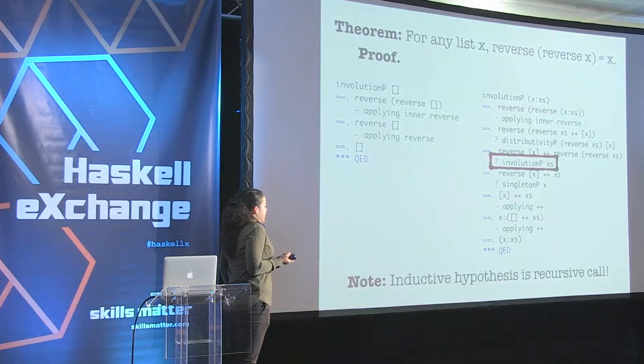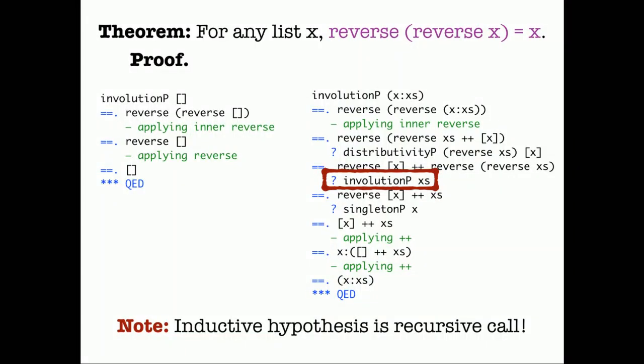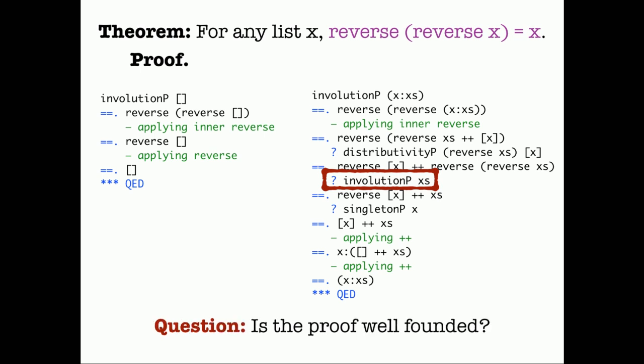And so what is interesting here is that my inductive hypothesis is basically a recursive call. So this step holds because I'm calling the theorem that I'm trying to prove on a smaller list. So basically, it's my inductive hypothesis. And I am calling it using this question mark. And the question that arises is, is the proof well-founded?